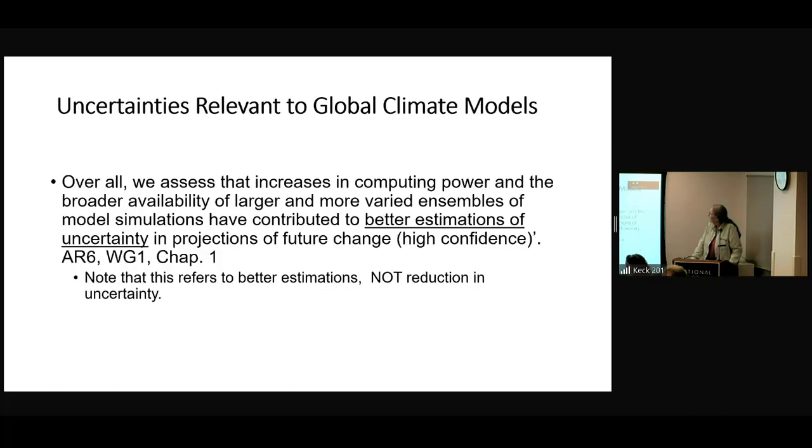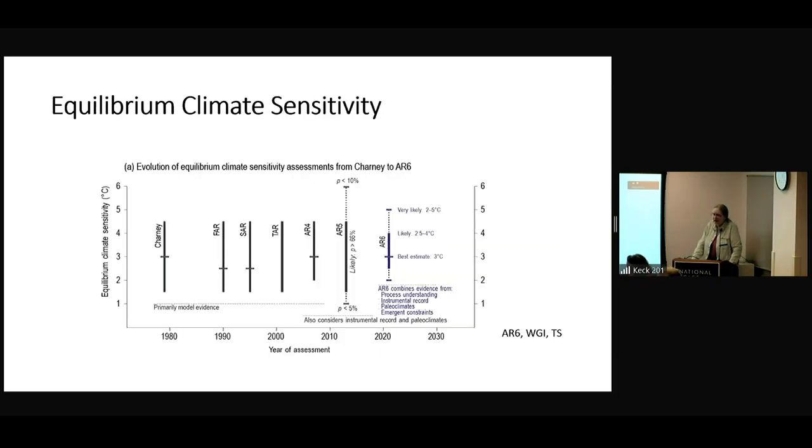Next slide. Okay, then uncertainties relevant to global climate models. I'm just going to give you a sample of something that was said in the AR6. Overall, we assessed that increases in computing power and the broader availability of larger and more varied ensembles of model simulations have contributed to better estimations of uncertainty in projections of future change. It's better estimations of the uncertainty, not necessarily a reduction in the uncertainty. And I think that's a very important distinction that is sometimes not well appreciated. Next slide.